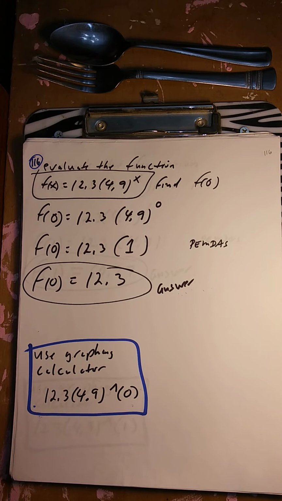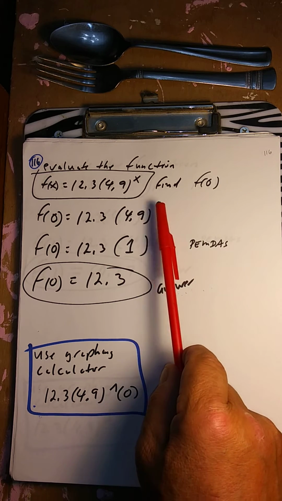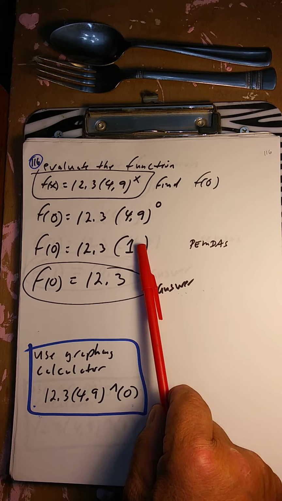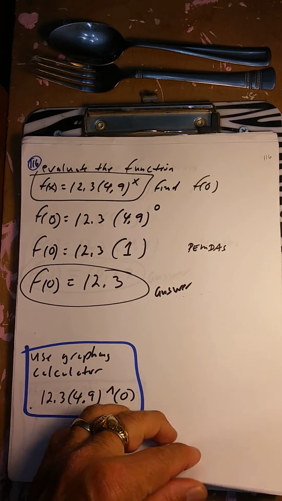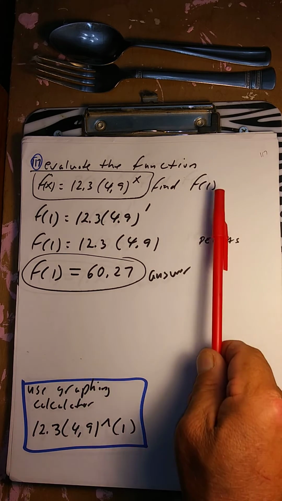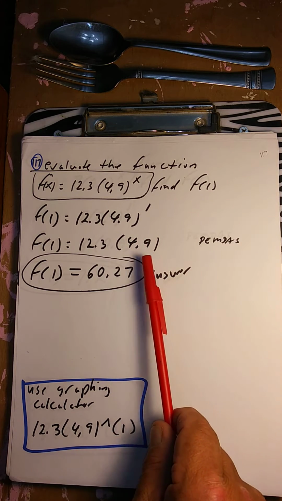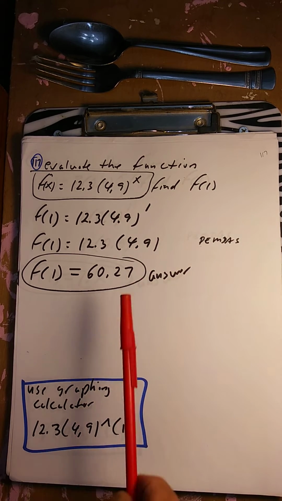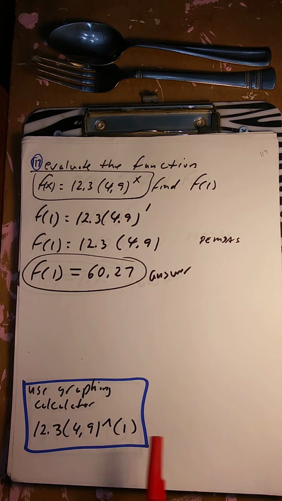Evaluate an exponential function again, f of 0. 0 in there, so 4.9 to the 0, that's always going to be what? A 1. So 1 times that, same thing, 12.3. Evaluate the function f of 1. So put a 1 in there for the x. So 4.9 to the 1 is just 4.9. So 12.3 times 4.9 is 60.27. You can use the graphing calculator.